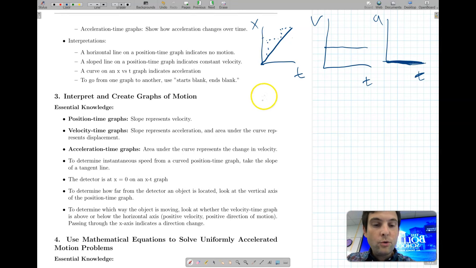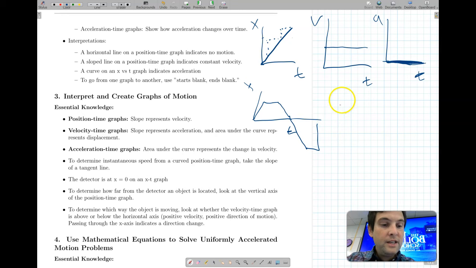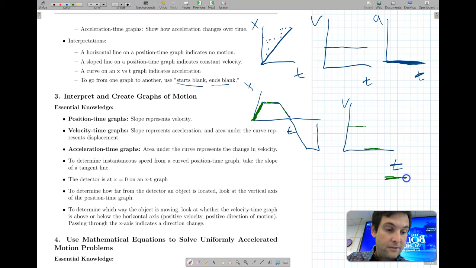When we go into more difficult graphs, a position versus time graph that maybe does something like this, and we need to turn that into a velocity versus time graph, then we're going to use the phrase "starts blank, ends blank." For our position versus time, we start at 0. We'll just say it starts positive and is constant. So we start with a constant positive. Then we have 0 velocity. And then we have negative constant velocity.